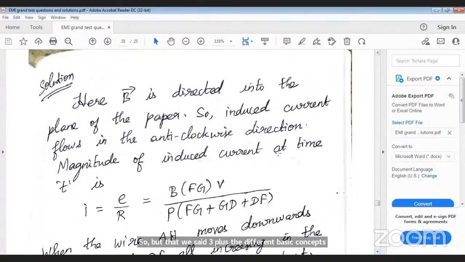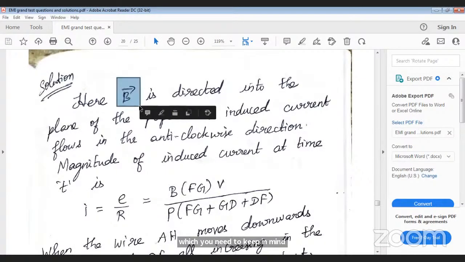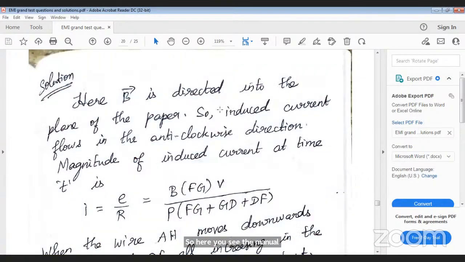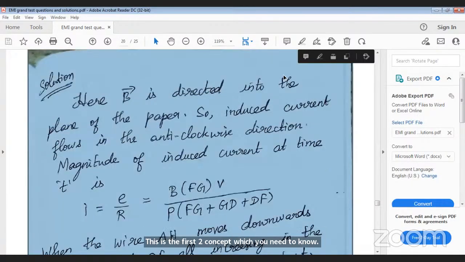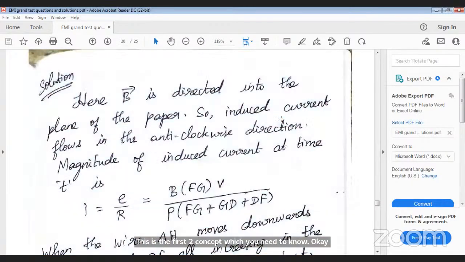Here you see the magnetic field is directed into the plane of the paper. So the induced current flows in the anti-clockwise direction. This is the first concept which you need to know. Whenever the magnetic field is directed into the plane of the paper, the induced current flows in the anti-clockwise direction.